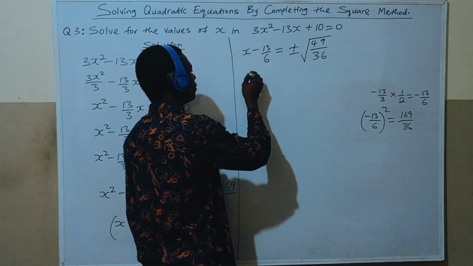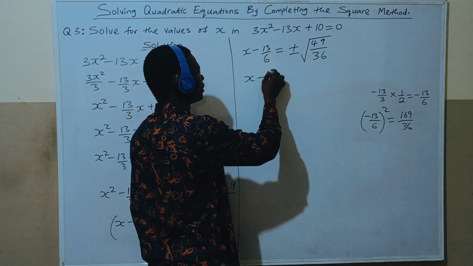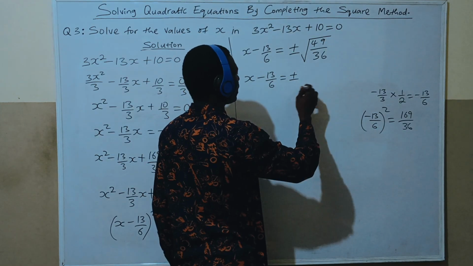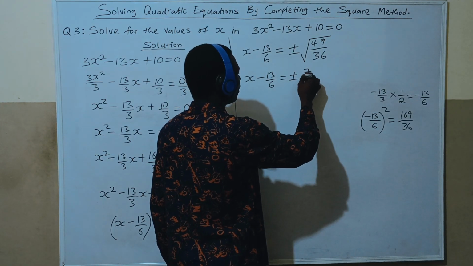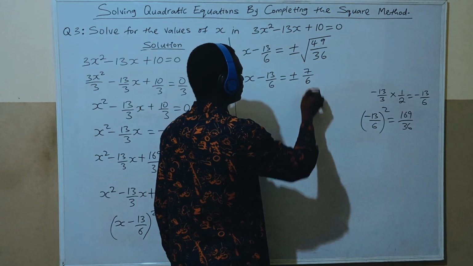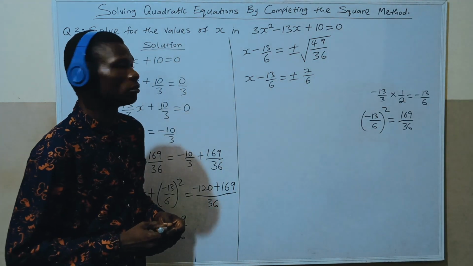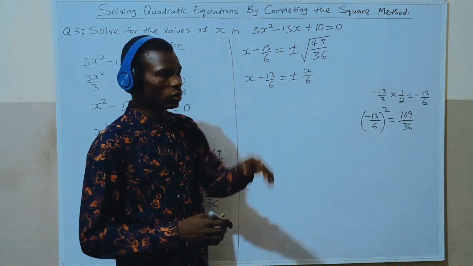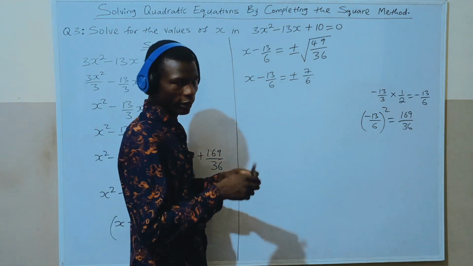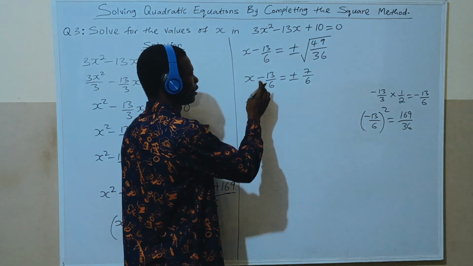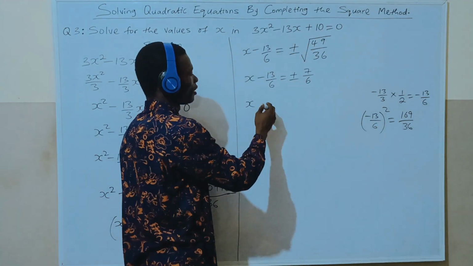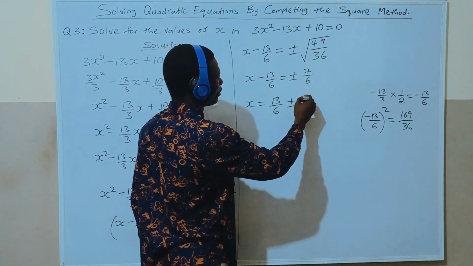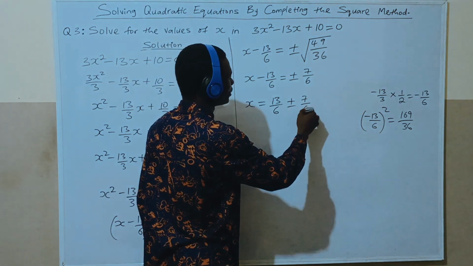So we simplify that. X minus 13 over 6 equals plus and minus. Square root of 49 is going to be 7. And square root of 36 is going to be 6. So we have done the evaluation for the square root. The next thing now is to collect like terms. Those ones that look alike, collect them together. So we'll be having x, if minus 13 over 6 crosses the equal sign to the other side, it becomes plus 13 over 6. Then we have plus and minus 7 over 6.